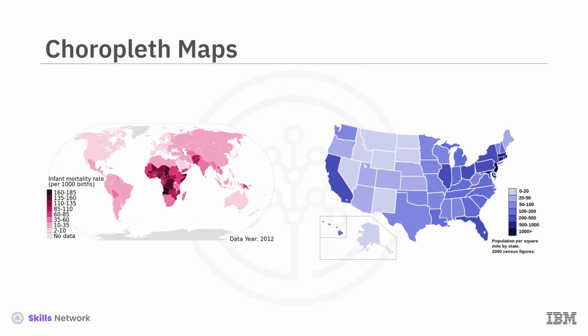According to the map, states in the eastern part of the U.S. tend to be more populous than states in the western part, with California being an exception.